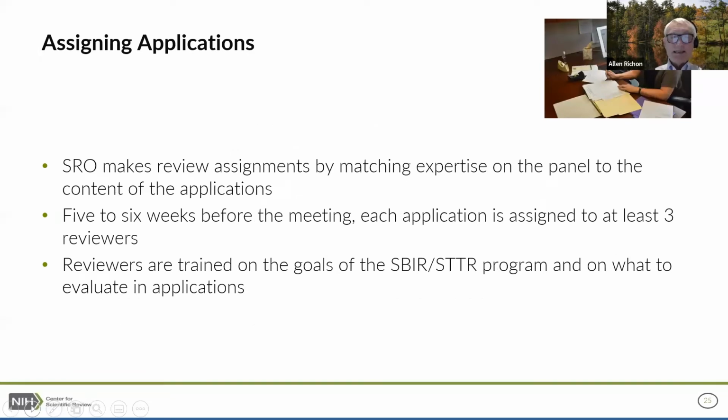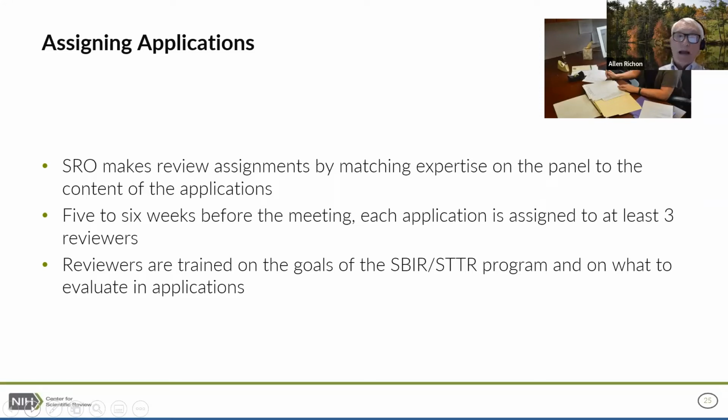All right, once the applications come in, the SRO's first role is to find the panels, which we've just talked about, and then figure out how they're going to take the pile of applications they have and assign them to the reviewers that they have recruited. Now, as I said, we are required by law to have 3 reviewers assigned to each application. In complex applications, we may have more. So it could be anywhere from 3 to 5 reviewers per application.